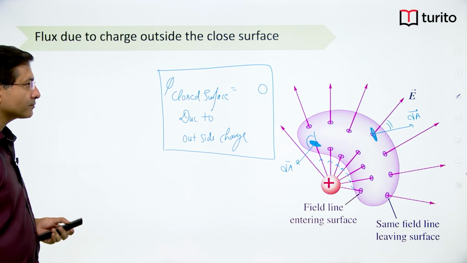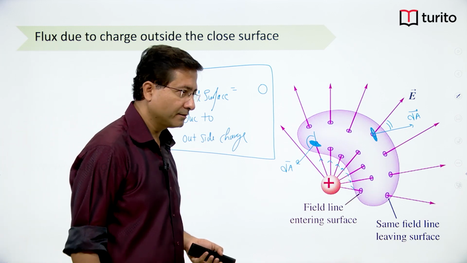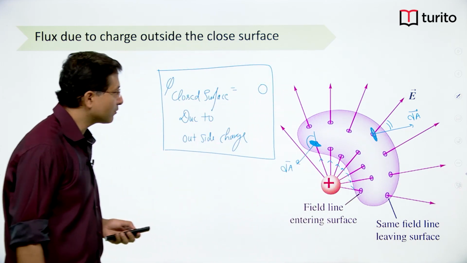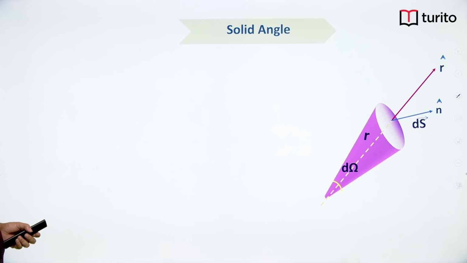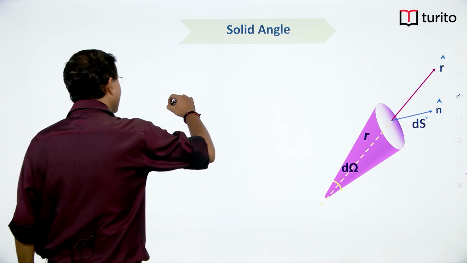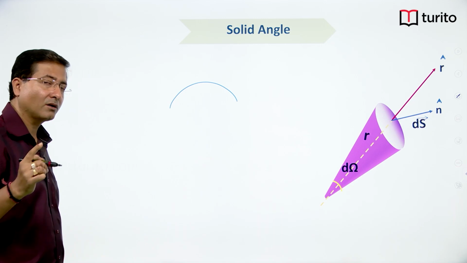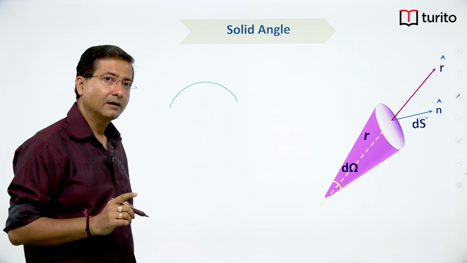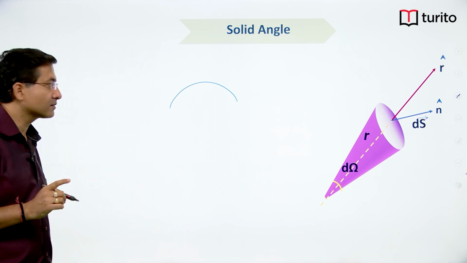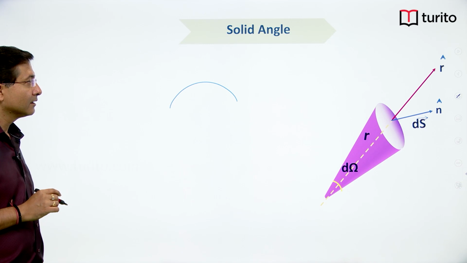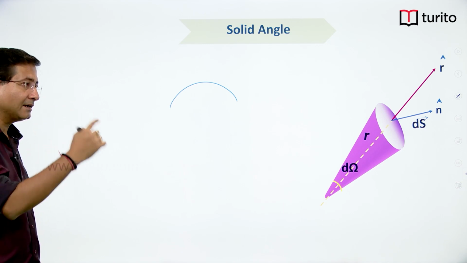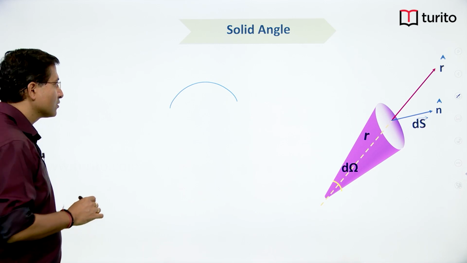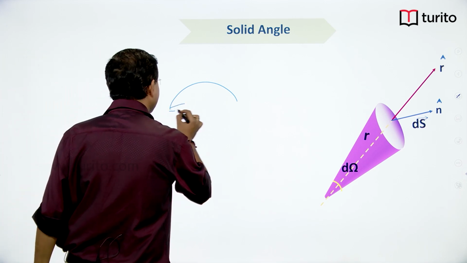Let us see the second point. Before understanding the second point, we have to understand the concept of solid angle. I already discussed solid angle in electrostat 3, where we calculated the field inside a uniformly charged hollow sphere. There I discussed the concept of solid angle. So here again I will tell.